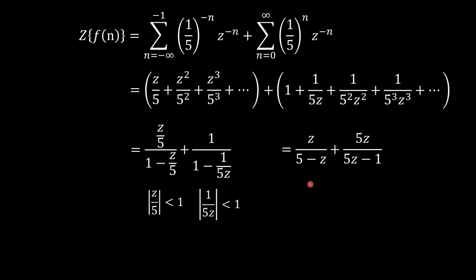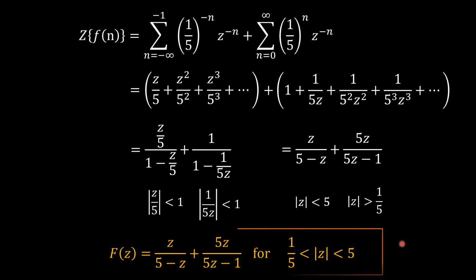Simplifying this expression, we get z upon 5 minus z plus 5z upon 5z minus 1. First one is true for mod z less than 5, and second one is true for mod z greater than 1 upon 5, and hence the z transform of the sequence is f of z equal to z upon 5 minus z plus 5z upon 5z minus 1, for 1 by 5 less than mod z less than 5. So this is the region which is called an annulus, which we have already discussed in the theory part.